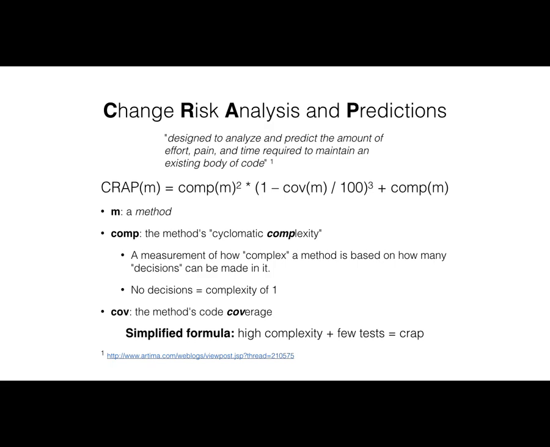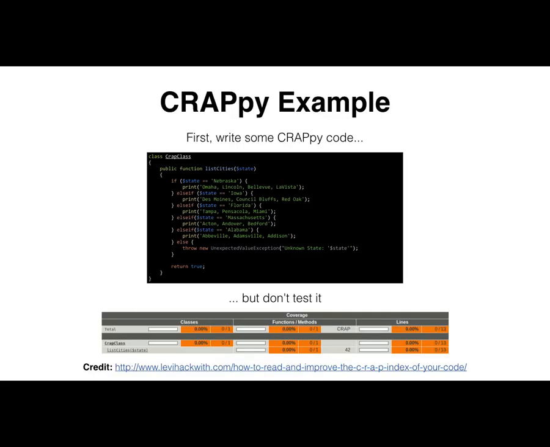Simplified formula: if your application is complex and you have few tests, crap. So you want to try to reduce complexity and try to increase your tests. This example is taken from the blog post below. It goes into a little bit more detail than I'm going to go into in the talk, so check it out. Can everybody see that? Is it a little difficult to see? No. All right. I'll try to walk through it.